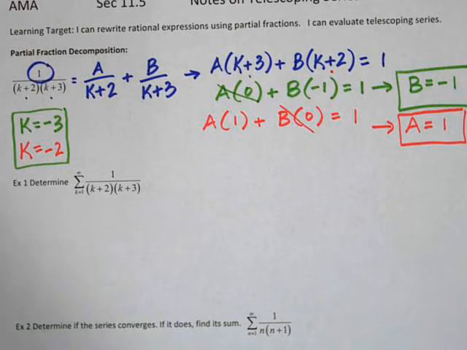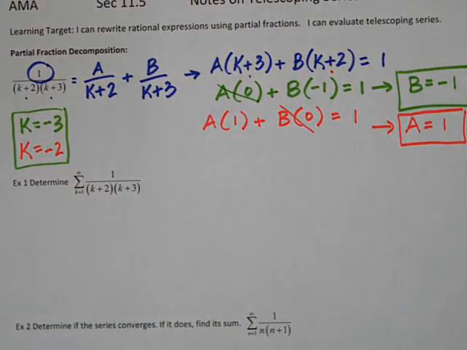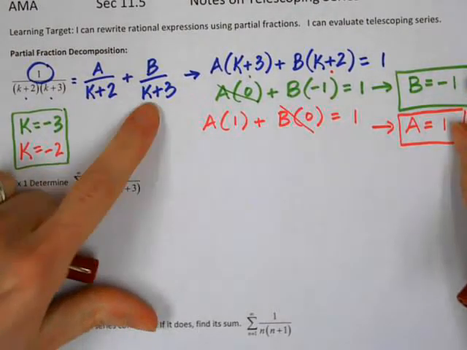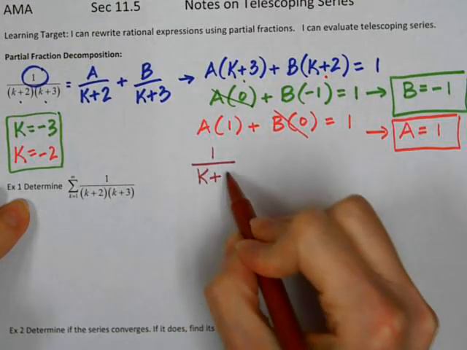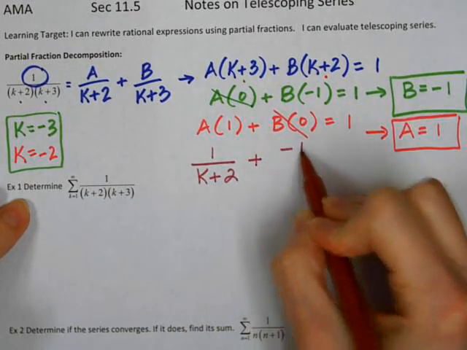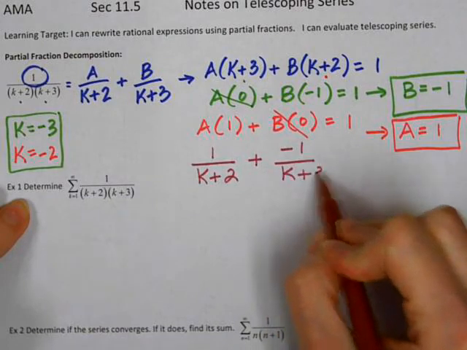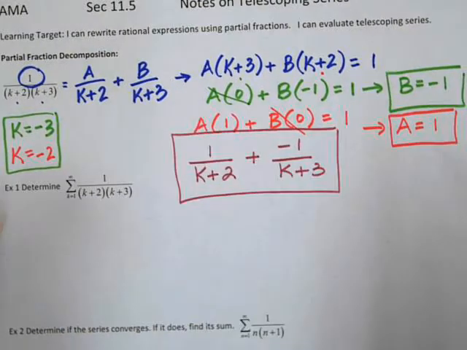And now that we have the A and the B, we can write our partial fraction sum, and that is going to be just plugging in A and B here and here. All right, so it's going to be 1 over k plus 2 plus -1 over k plus 3. All right, so those are the partial fractions.